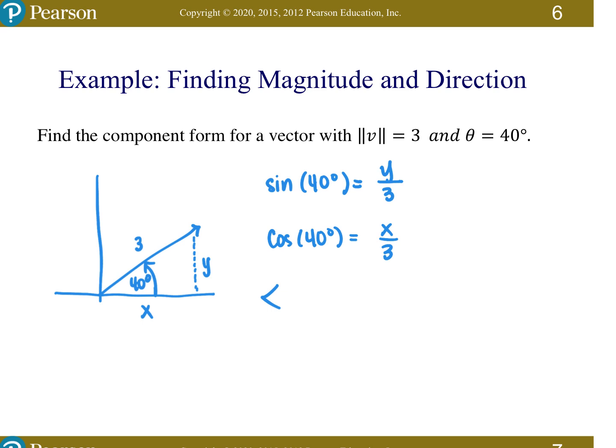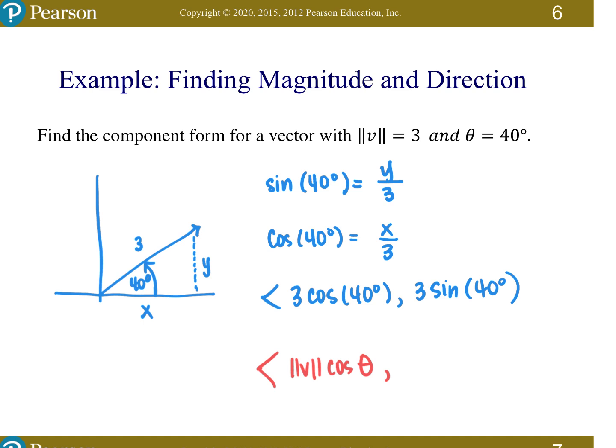So the x component would be 3 cos 40, and the y component would be 3 sine 40. And we can generalize that for pretty much any component vector. The x component would always be the magnitude times the cosine of the direction angle, and then the y component would be the magnitude times the sine of the direction angle. So that will help simplify if you're looking for a general component form.